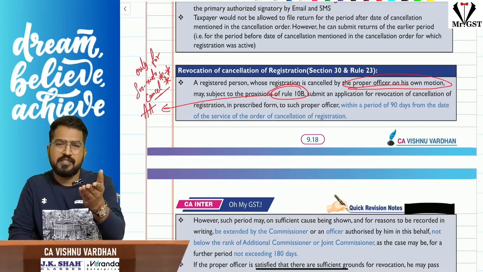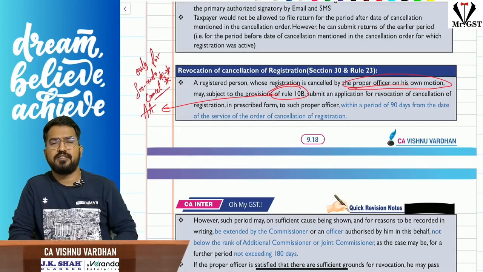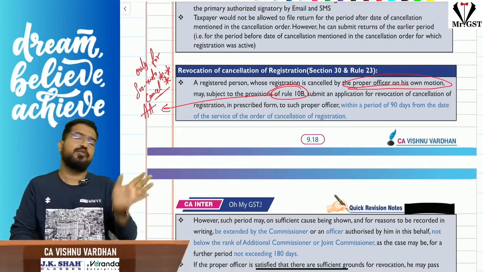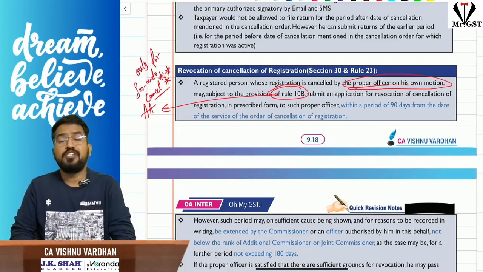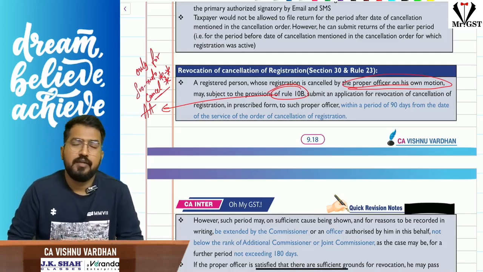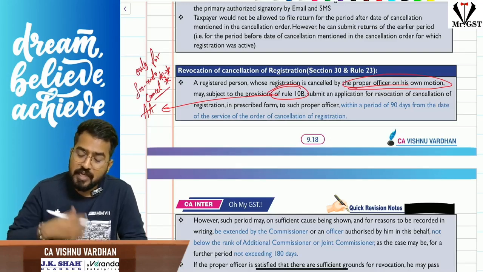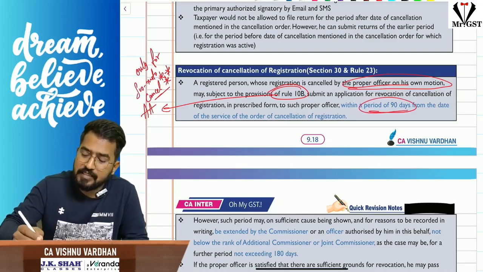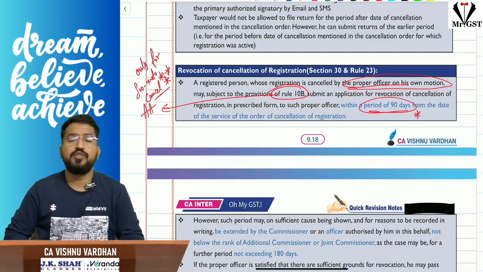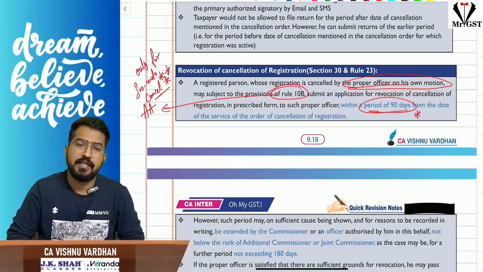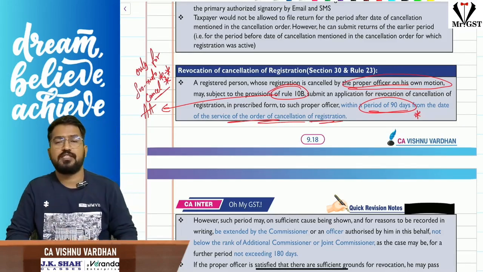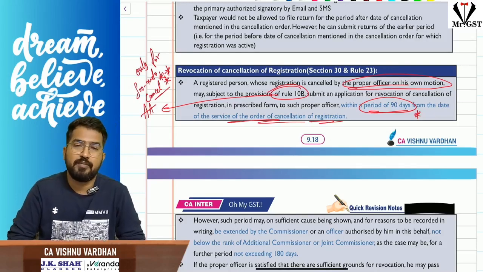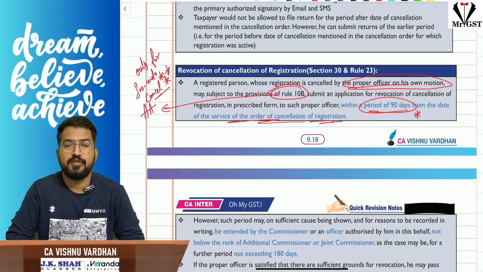Yesterday you came and asked cancellation of registration, I cancelled the registration. Today you are coming and asking, sir, revoke the cancellation, sir. I am such a jobless fellow. So only suo moto cancellation, yes, you can ask for revocation. So you can ask for revocation within 90 days. Guys, this is again an amendment. So earlier it was 30 days, now it is 90 days. Within 90 days from the date of service of order of cancellation of your registration, you can apply for revocation. Hope it is clear for you.